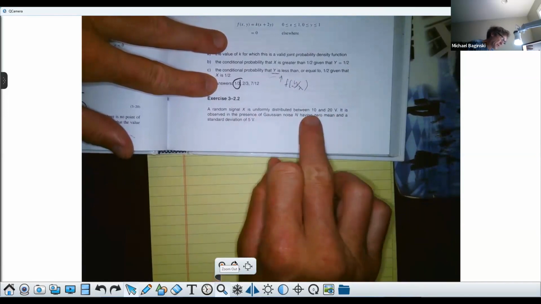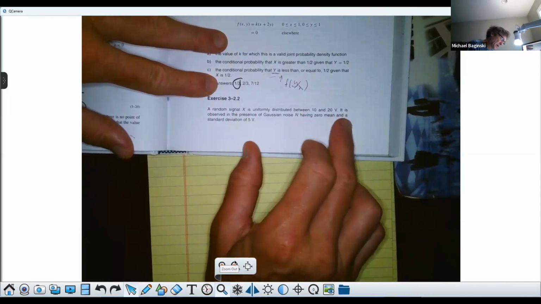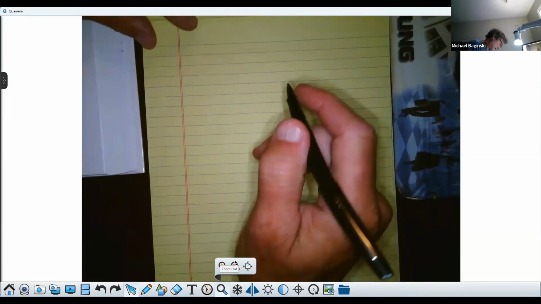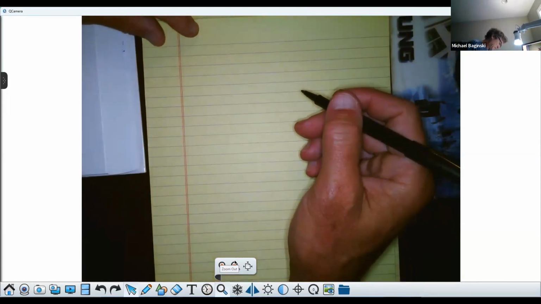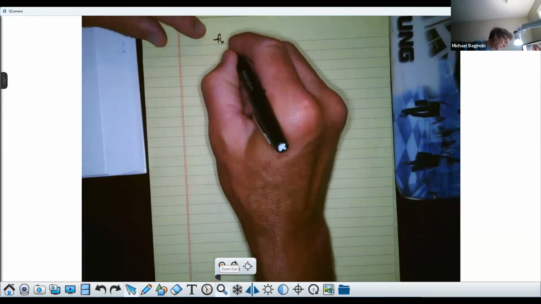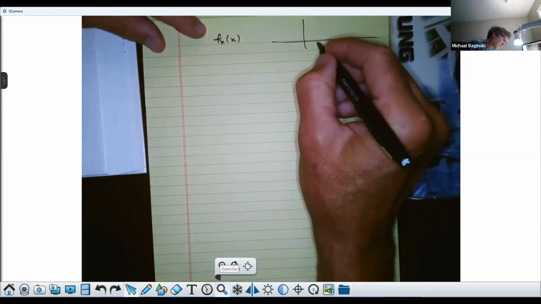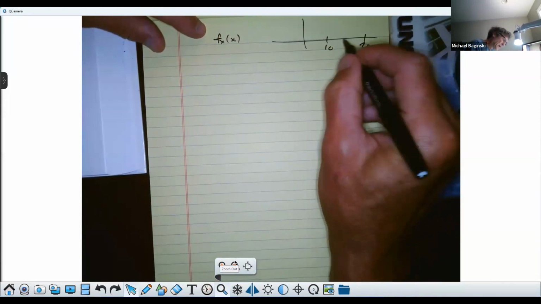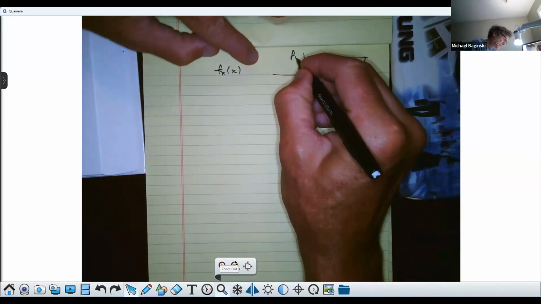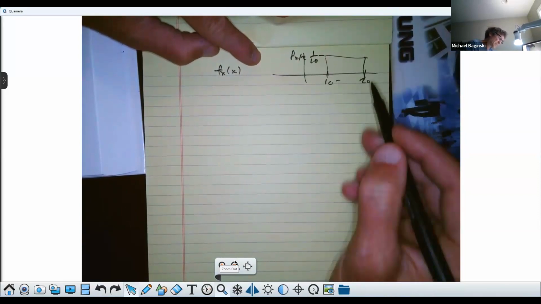This is perfect. And observed in the presence of Gaussian noise n, having a 0 mean and a standard deviation of 5. So let me first get this one. We have a random signal x, observed and distributed between 0 and 10. So we have f of x, and it looks like this. I'm sorry, from 10 to 20. And this is the PDF f of x, and it's got to have a value of 1/10 here for the peak value because it's going from 0 to 10.